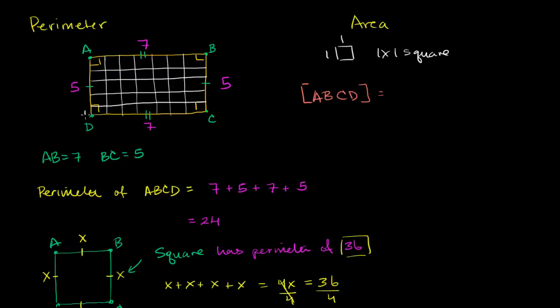And that makes sense because this is 1, 1, 1, 1, 1. Should add up to 5. These are 1, 1, 1, 1, 1, 1, 1. Should add up to 7. Yep, there's 7. So this is 5 by 7.